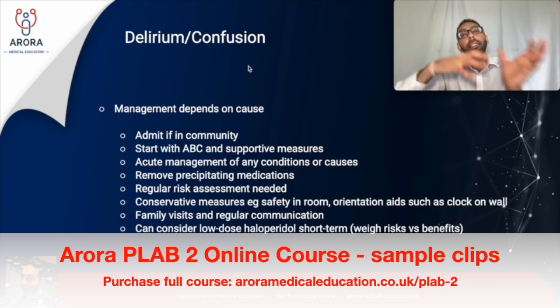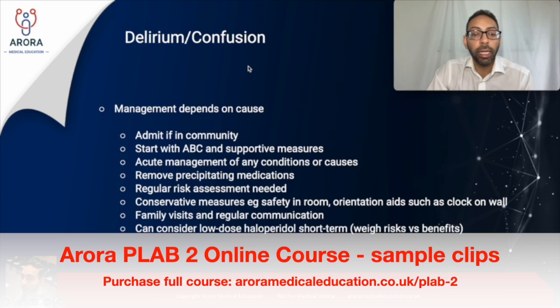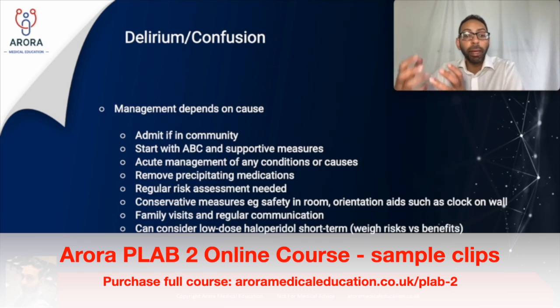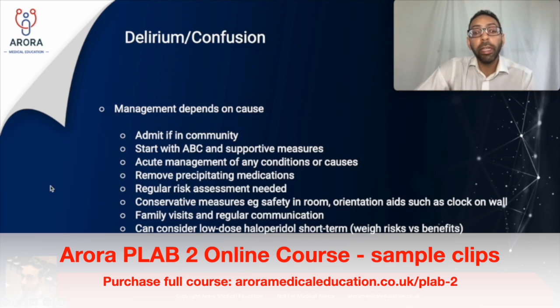Management is going to vary significantly on what you think the underlying causes may be. But if you're seeing somebody in the community, of course, admission to hospital pretty urgently is going to be important as an initial first step. Start with ABC, start with supportive measures, try and stabilize somebody if you're seeing them for the first time. Acute management of any conditions or underlying causes, so correct things that can be corrected and manage things that you can manage at this particular stage. Remove any precipitating medications that may be adding to the problem or causing it in the first place.